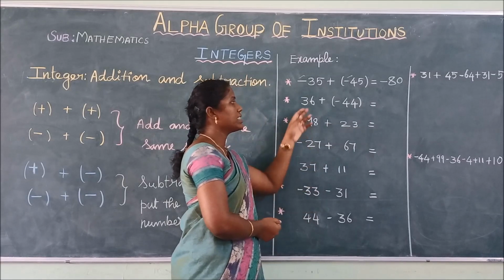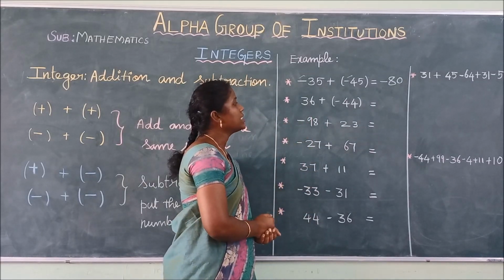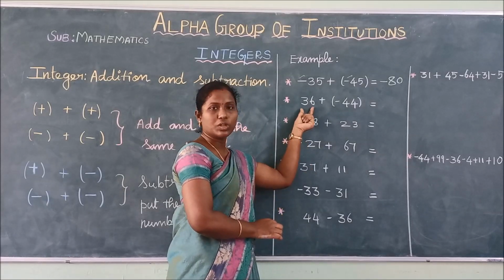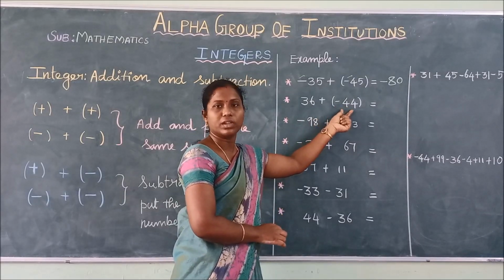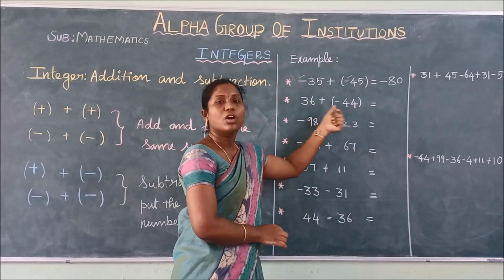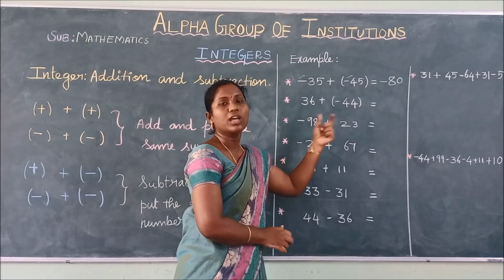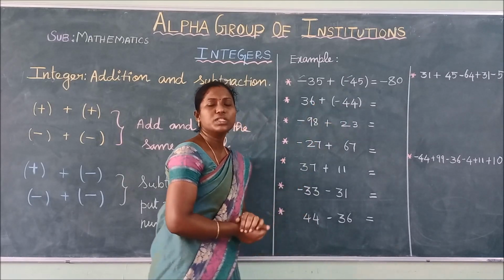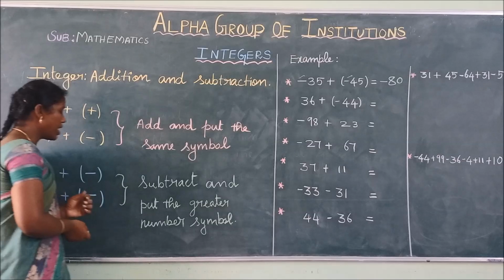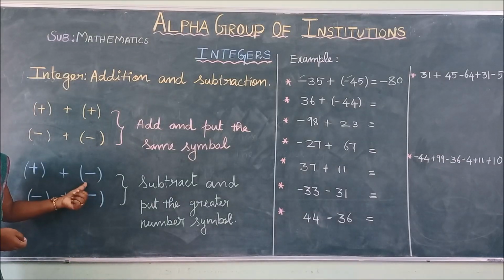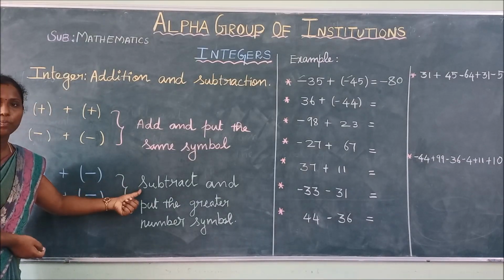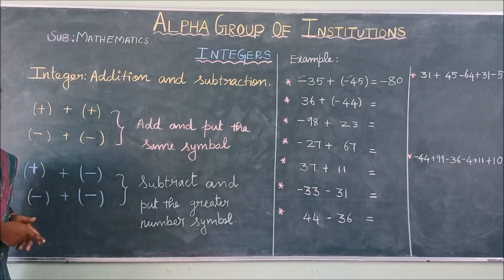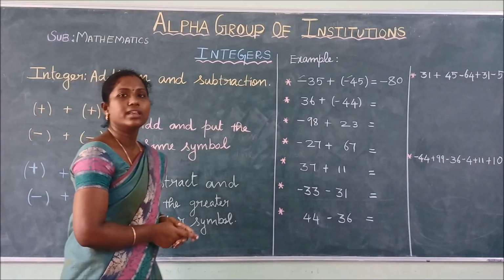Now the second example: 36 plus minus 44. One number is positive and the other is negative. So here we are adding numbers with opposite signs, two different signs. Which rule do we use here? If you are adding or subtracting two different signs, we have to subtract the numbers and put the greater number's sign.